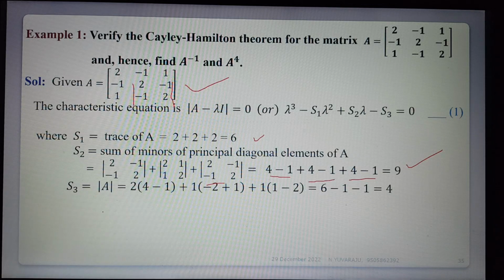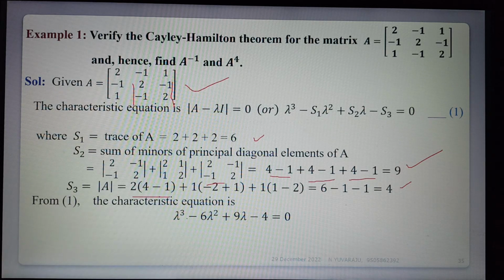S3 is the det of A. So the det will be found as 2 into 4 minus 1, plus 1 into minus 2 plus 1, plus 1 into 1 minus 2, which is equal to 6 minus 1, which is equal to 4. This is S3. Substituting S1, S2, S3 in equation 1, the characteristic equation is lambda cube minus 6 lambda square plus 9 lambda minus 4 is equal to 0. This is the characteristic equation.